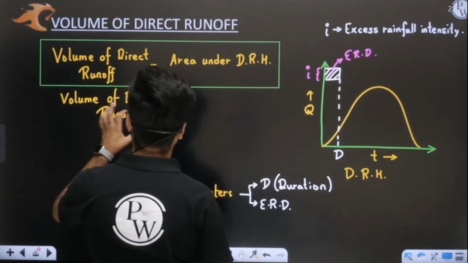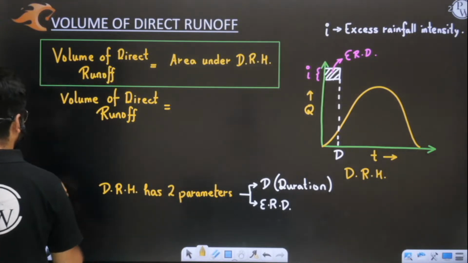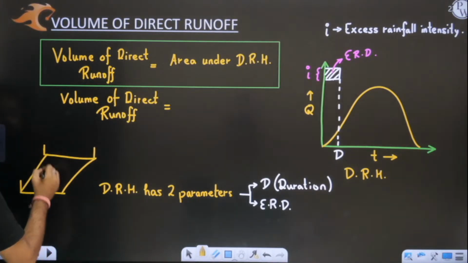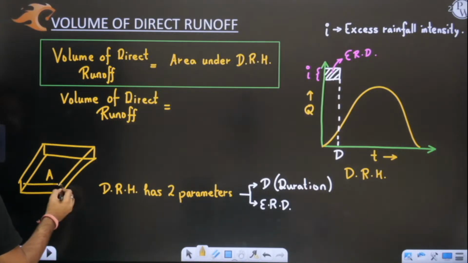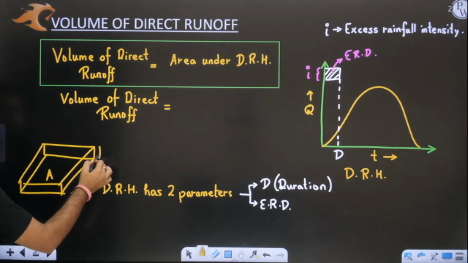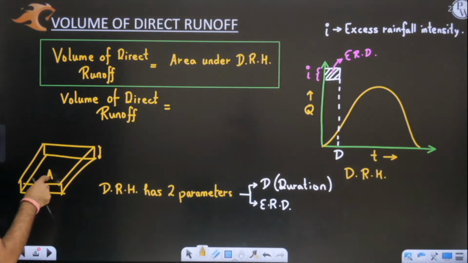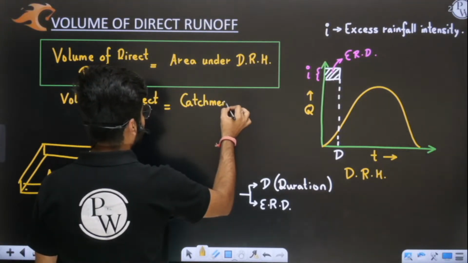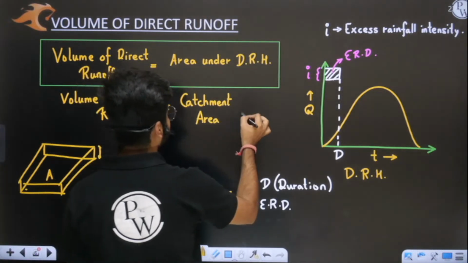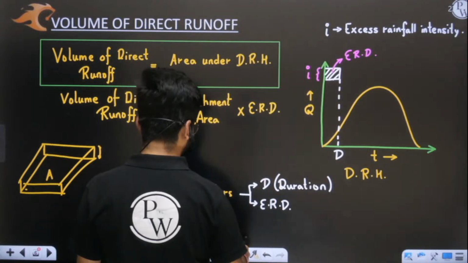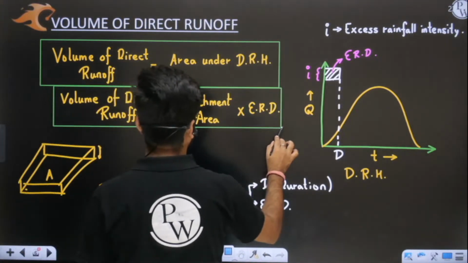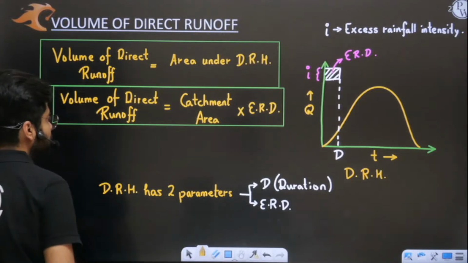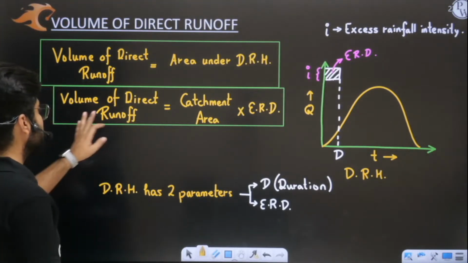But one more thing. Volume of direct runoff can also be written as follows. Imagine you have a catchment area of area A, and this is the rainfall excess depth. Let us say this is the depth of water which is running off. This is your excess rainfall depth. So how will you get the volume of direct runoff? You will multiply catchment area into this effective rainfall depth. So this is your volume of direct runoff.